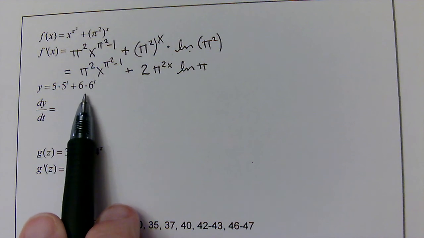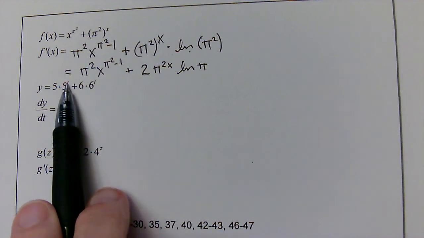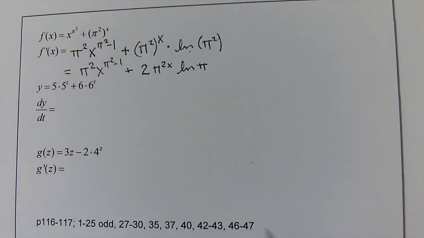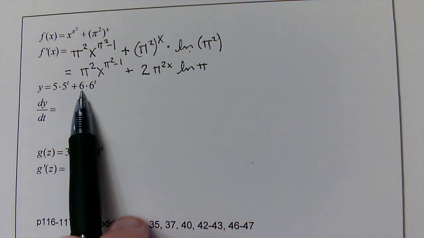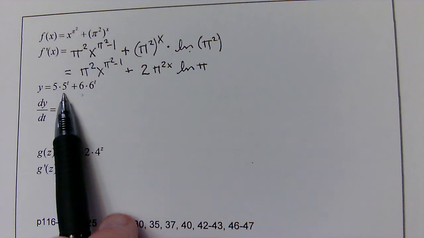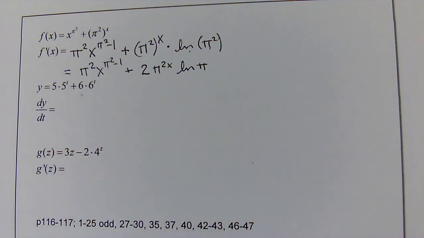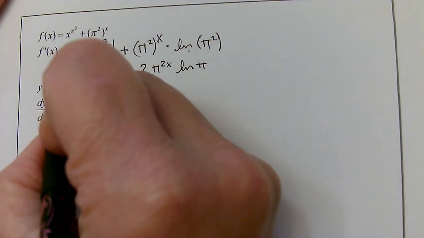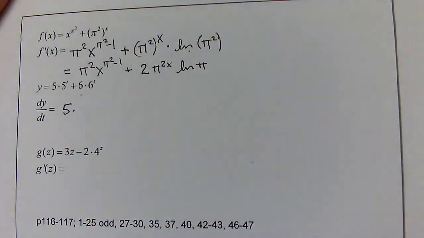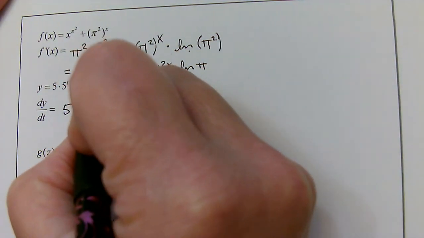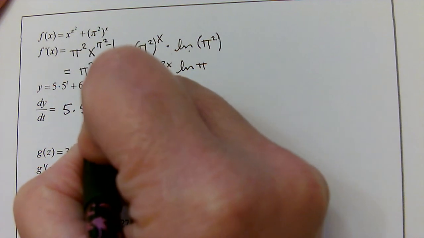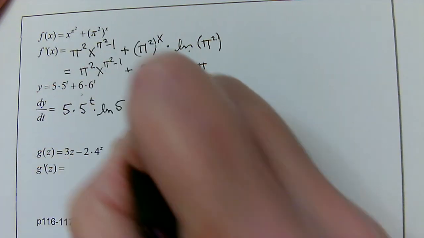In this example, we have 5 times 5 to the t plus 6 times 6 to the t. The 5 and the 6 in the beginnings are just constant multiples. The 5 to the t and the 6 to the t are exponential functions. So the constant multiple comes along for the ride. 5 to the t is its own derivative as long as you multiply it by the natural log of its base, 5.